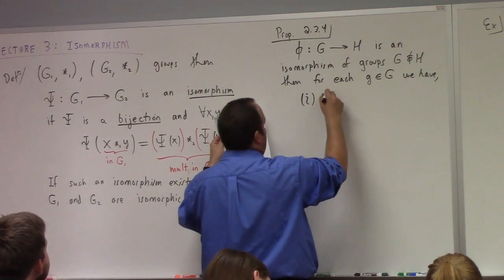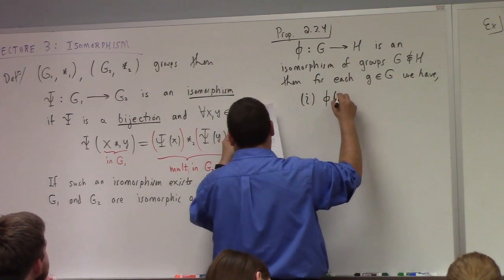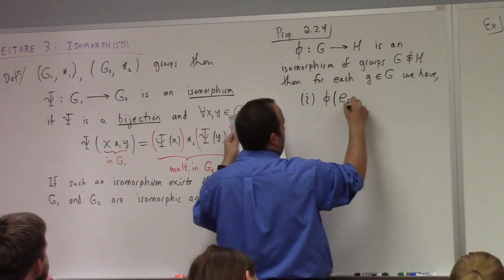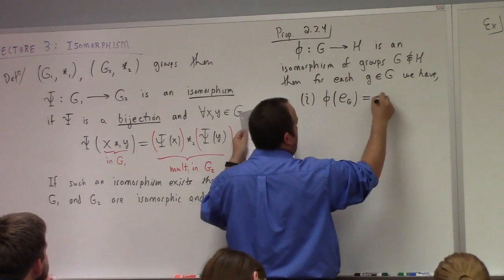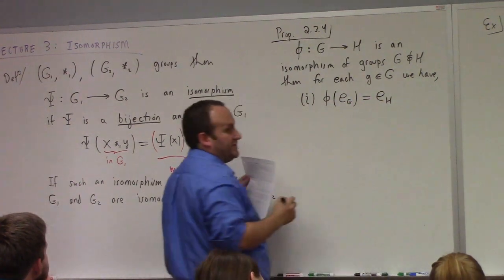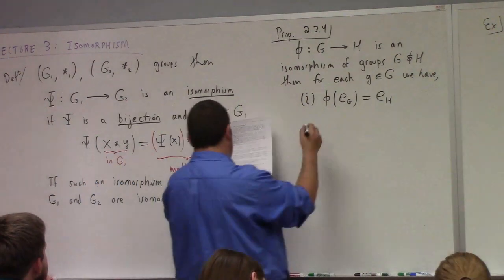I forget, there was some typesetting reason I did this. But anyway, 1: phi of e_G equals e_H. The identity in G maps to the identity in H. That's one thing that's true.